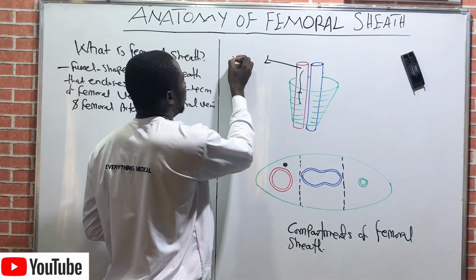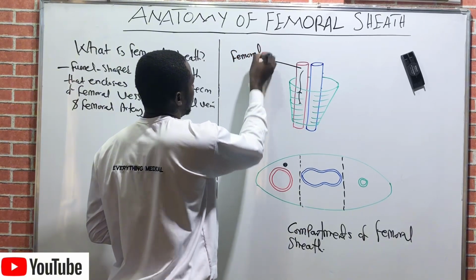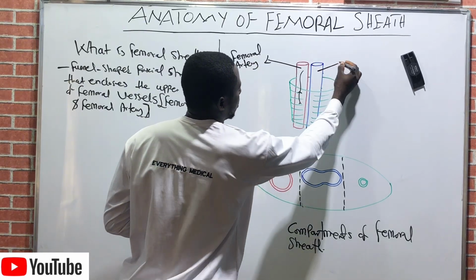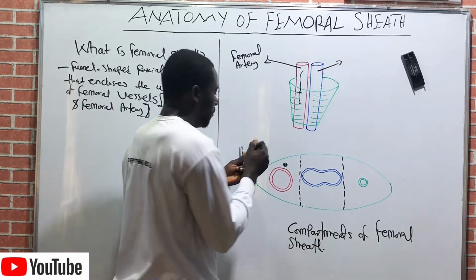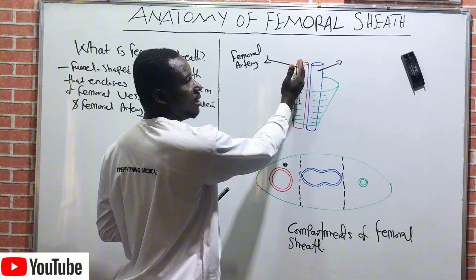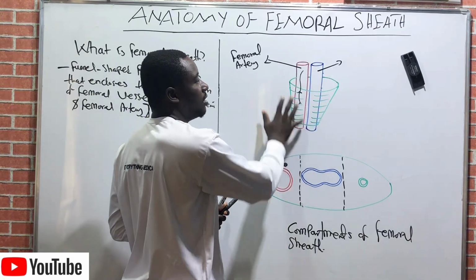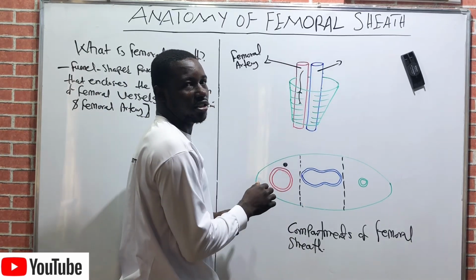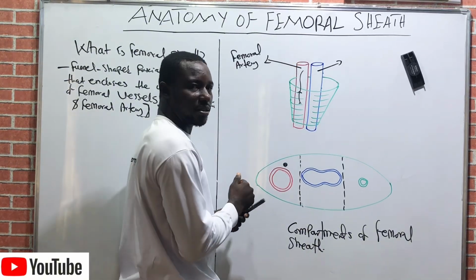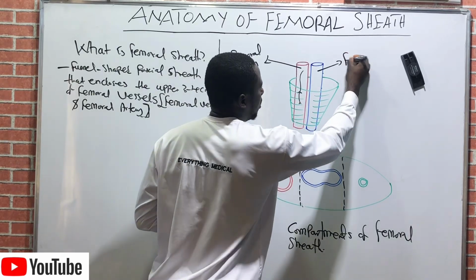This is the femoral artery, and this is the femoral vein, because if you watch, the femoral artery is located laterally in the femoral triangle, because this is how the structures are arranged in the femoral triangle. It is located laterally, while the femoral vein is located medially. So femoral vein.